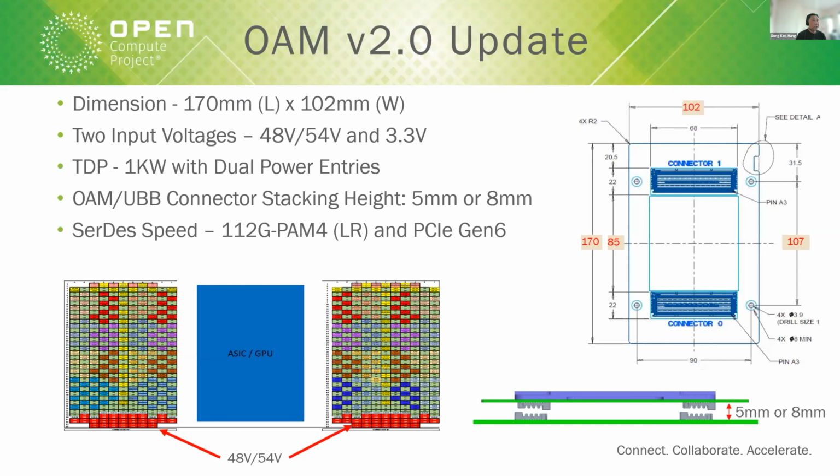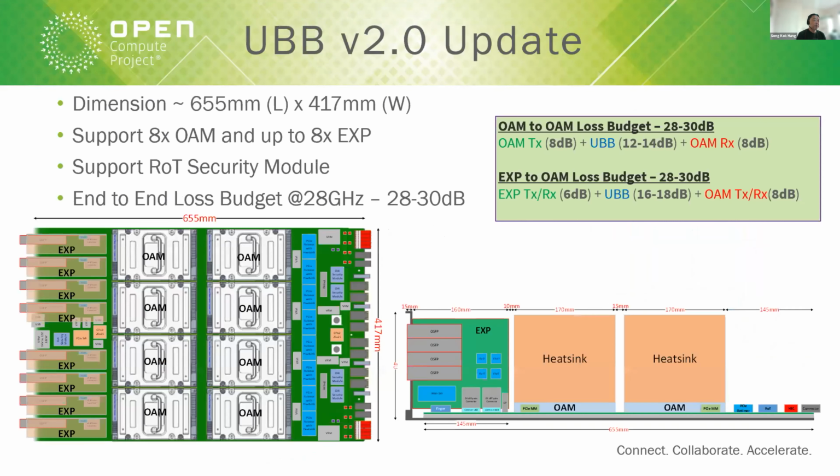And the SerDes speed is still targeting 112 gig PAM4 long reach, and also PCIe Gen 6. So for the UBB update, we are still working on locking down the final form factor.